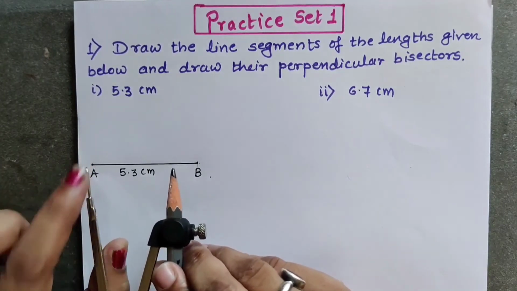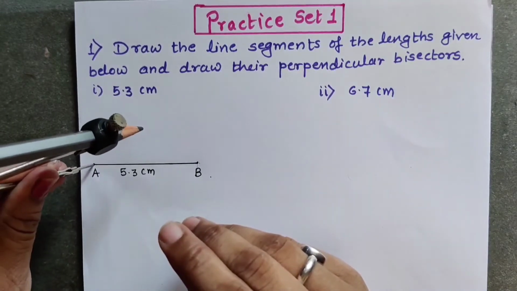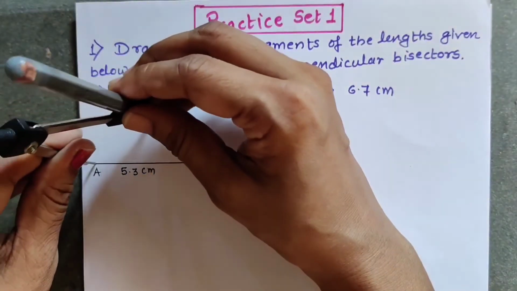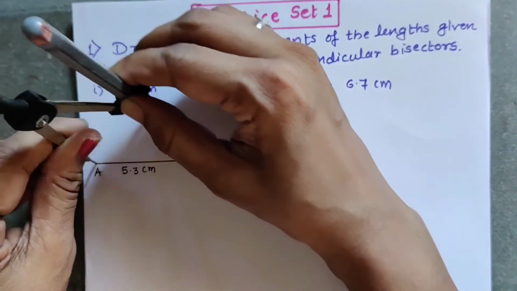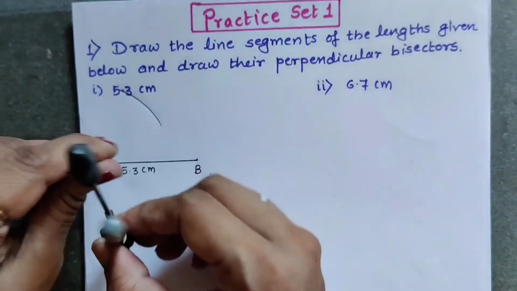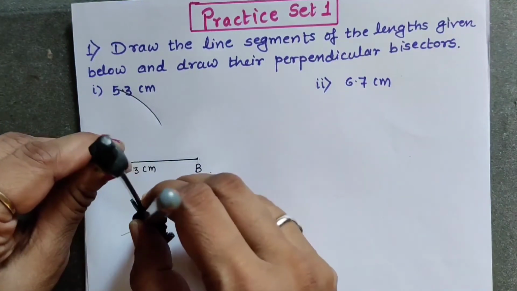Now, placing this pointer on point A, I will be drawing an arc on the upside, above segment AB, and below segment AB, on the downside also.